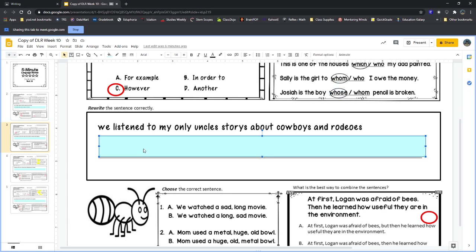So if I have my sentence correct, it should be capital: We listened to my only uncle's stories. And then Feeling told us it's not spelled with the Y, it's IES. Are my only uncle's stories about cowboys and rodeos. And like Kylie said, we don't spell rodeos with that second E. It's just rodeos with a period at the end.